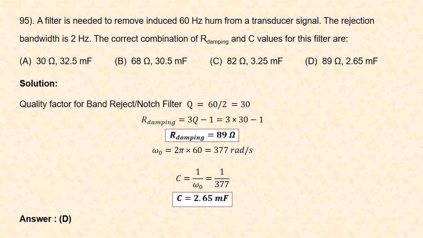Now the angular frequency ω0 is equal to 2π into 60, where 60 is the induced frequency, which is equal to 377 radian per second. Now scaling C produces the value of C equal to 1 by ω0, which is equal to 1 by 377. So solving, we have C equal to 2.65 millifarad. That is, the capacitance value is 2.65 millifarad. So option D is the correct answer.